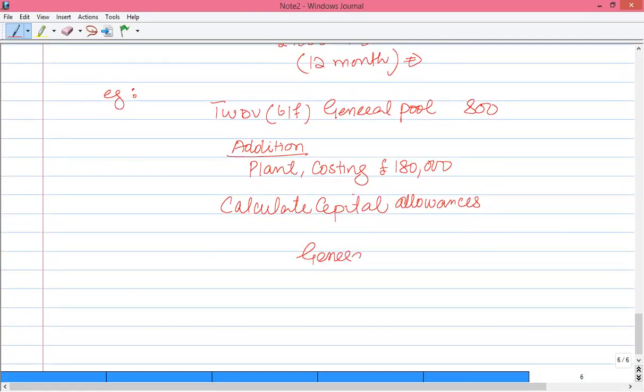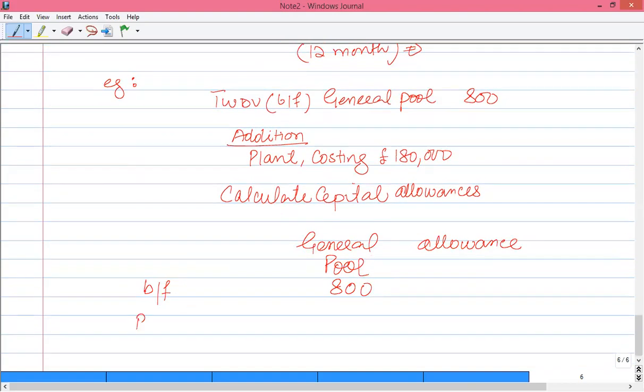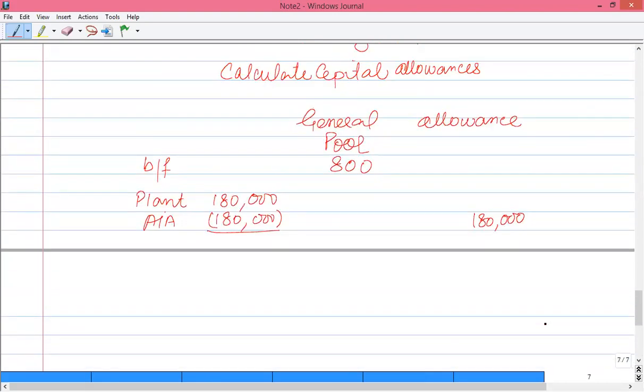So there is only one column as far as the pool is concerned, and another is the allowance column. The opening balance is 800, and there is an addition of plant. So the plant cost is 1 lakh 80,000. As you know that there is an AIA, we can claim a maximum AIA up to the cost, that is 180,000. I have transferred this 180,000 into the allowance column. Now, there is no surplus left out, so the pool balance is only 800.